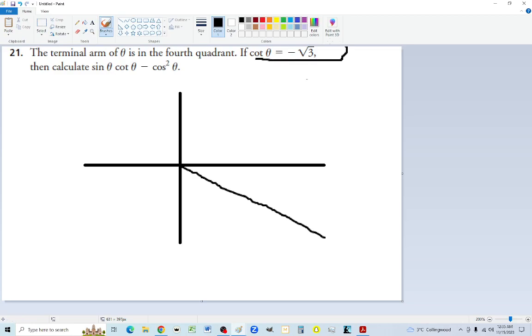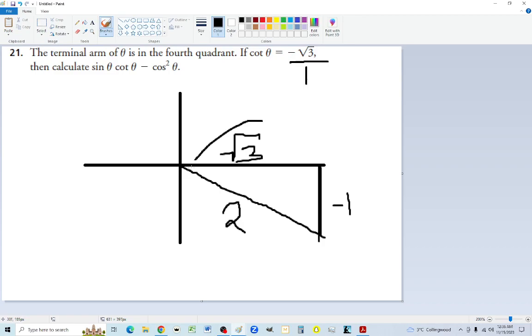But we do know the cotangent is minus square root 3 over 1, which means the tangent is 1 over square root of 3. But let's just stick with the cotangent. Cotangent is x, cosine, over y, sine, so the x must be square root of 3, and the y must be -1. So we're in quadrant 4. Now we can take the square of that, which is 3, the square of that, which is 1, add them, we get 4, and square root of this, which is that.